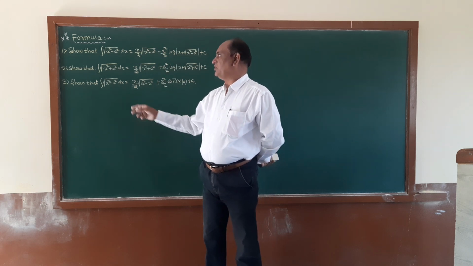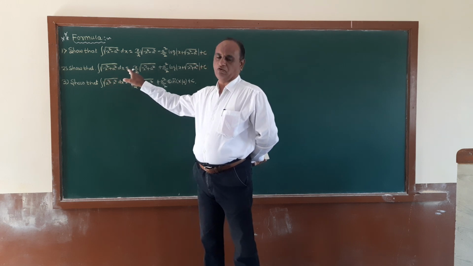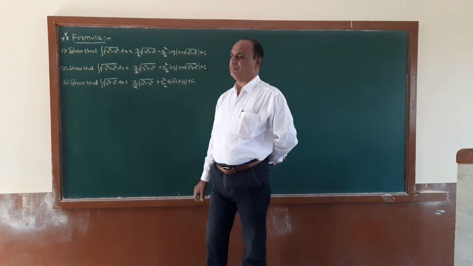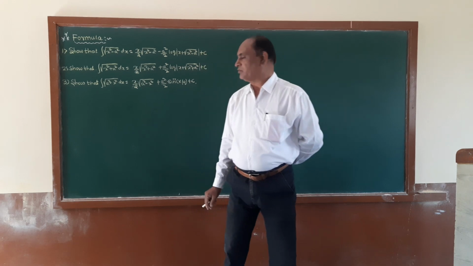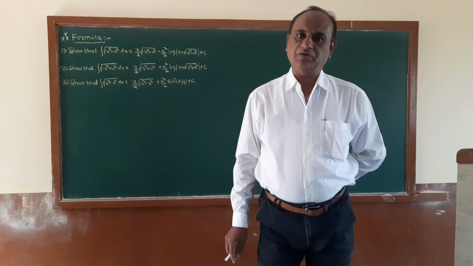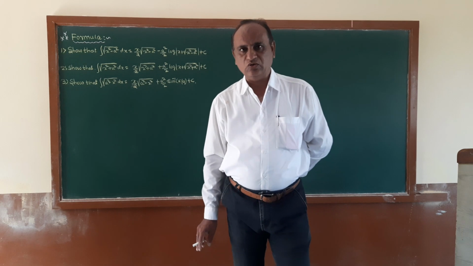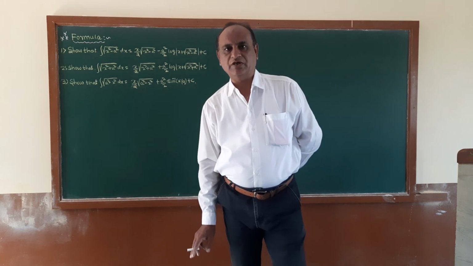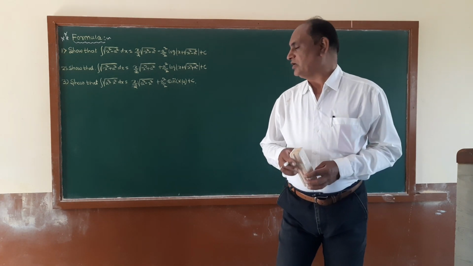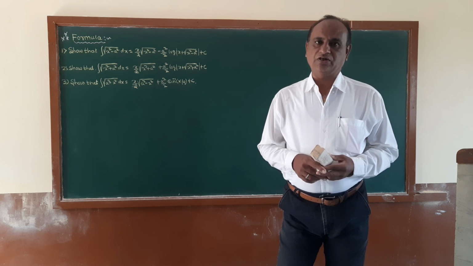So the integral of the square root of x square plus a square into dx is equal to x divided by 2 into the square root of x square plus a square, plus a square divided by 2 into log of mod of x plus root of x square plus a square, plus constant c. Remember these three formulas. The last, third one: integral of root of a square minus x square into dx is equal to x divided by 2 root of a square minus x square, plus a square divided by 2 into sin inverse of x by a, plus constant c.